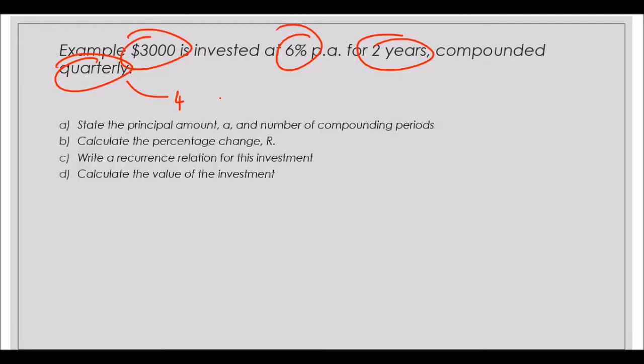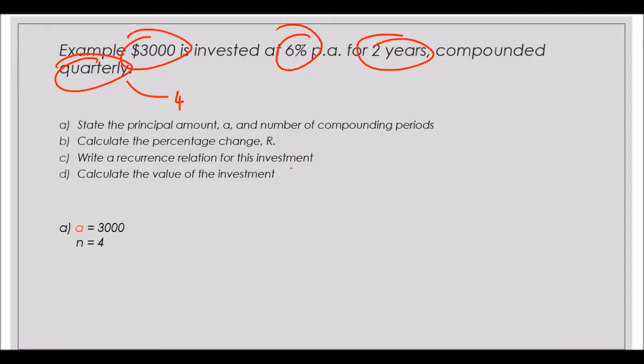So there's 4 questions here. State the principal amount and the number of compounding periods. Calculate the percentage change, the R value, or the common ratio, you could say. Write a recurrence relation for the investment. Then calculate the value of this investment.